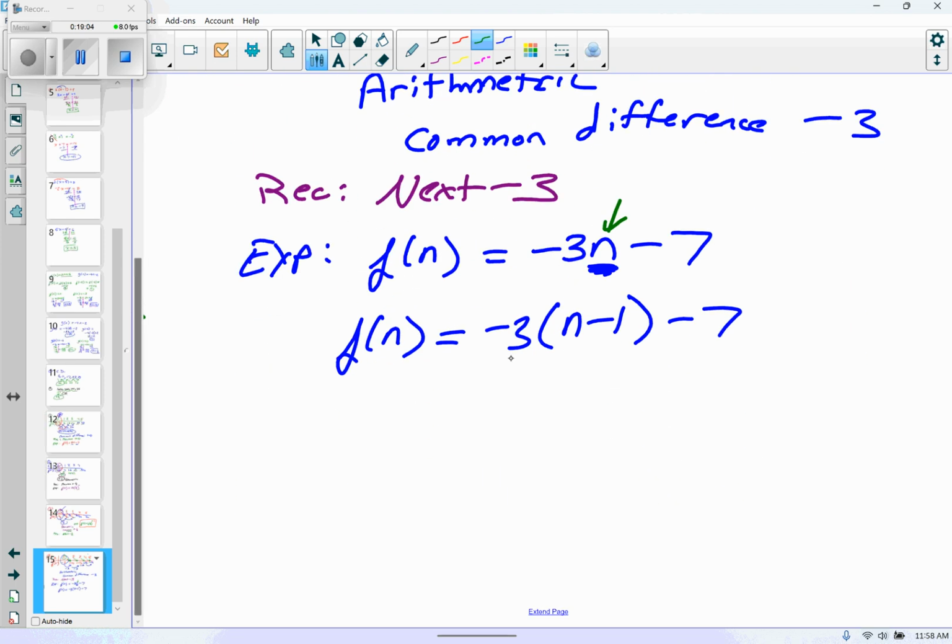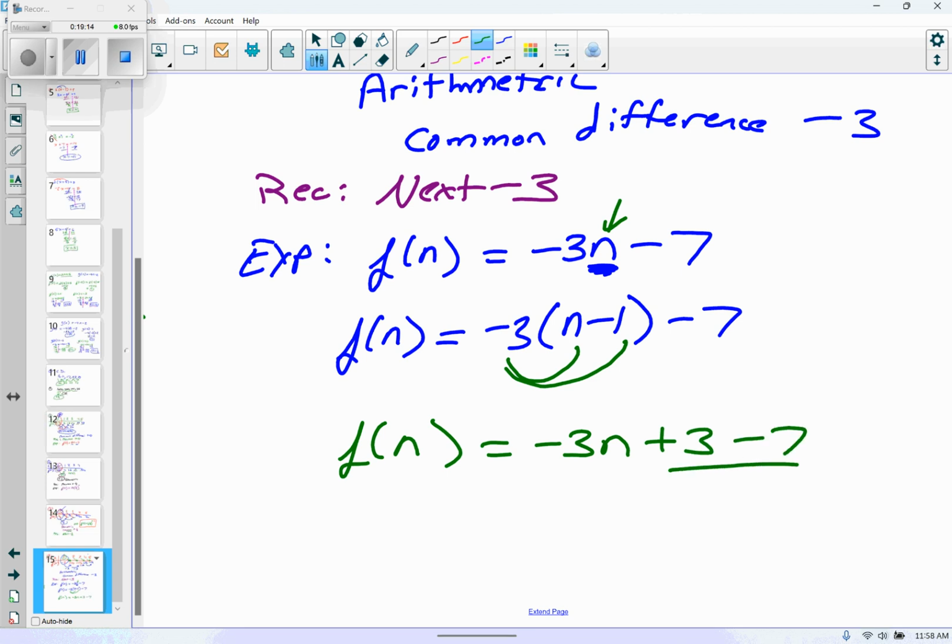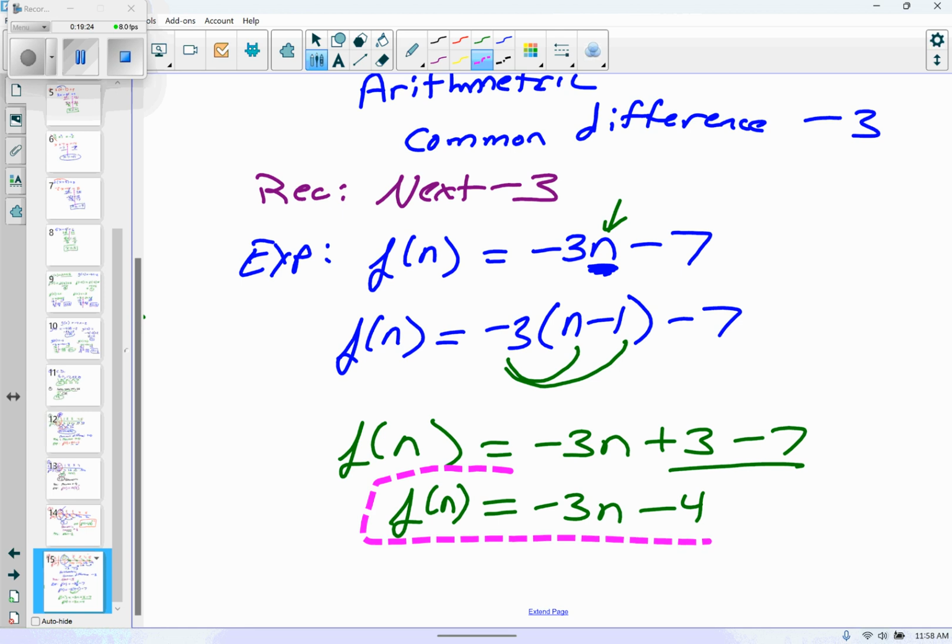Now, some of you might want to distribute this, or some of you might have seen the pattern that if we went backwards. So this becomes -3n plus 3 minus 7. And those are like terms. So I get -3n minus 4. So what answer would I accept? Well, I would accept this answer, but I would also accept this answer.